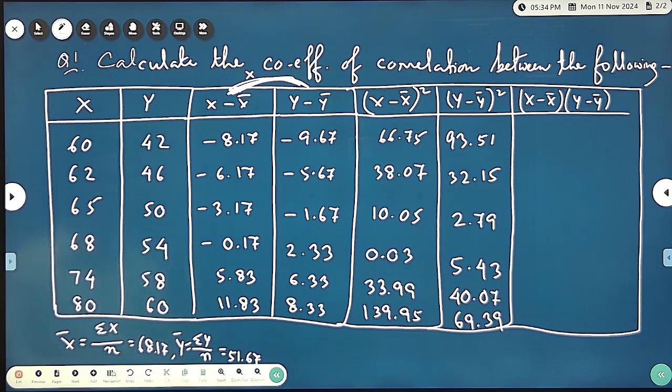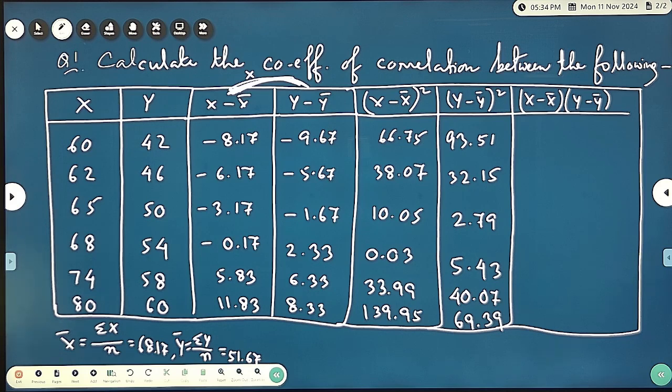That means minus 8.17 into minus, and minus we cannot write, because minus minus is plus. So we can directly do 8.17 into 9.67. Done. So multiply the numbers and round off to 2 digits. Enough. Rounding off to 2 digits will be okay.